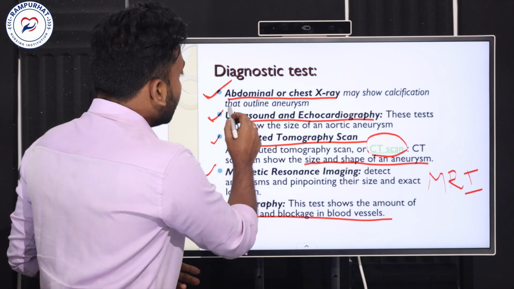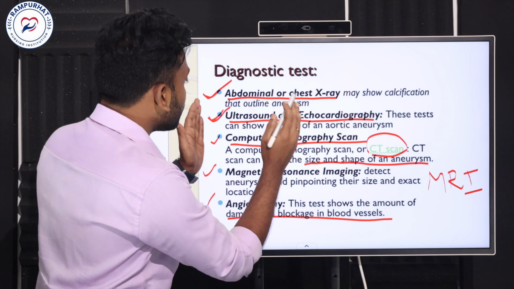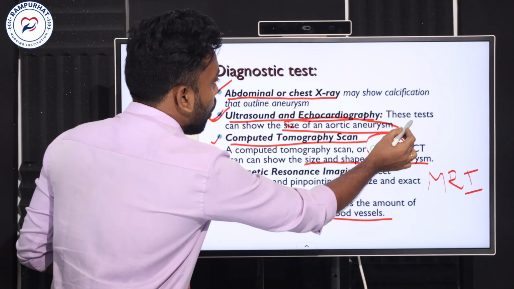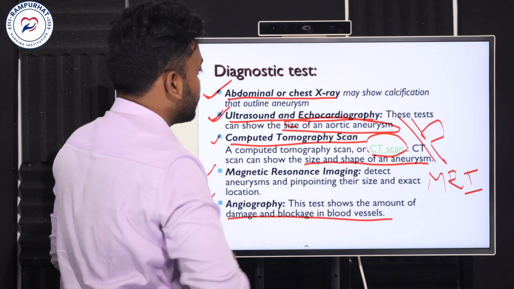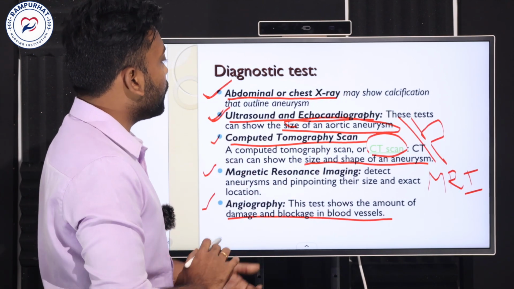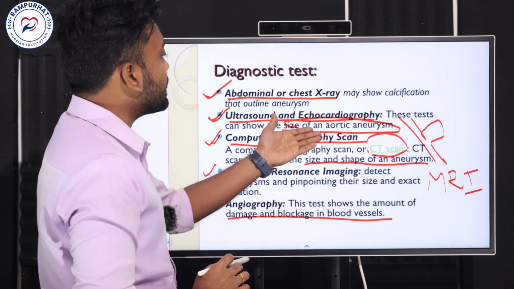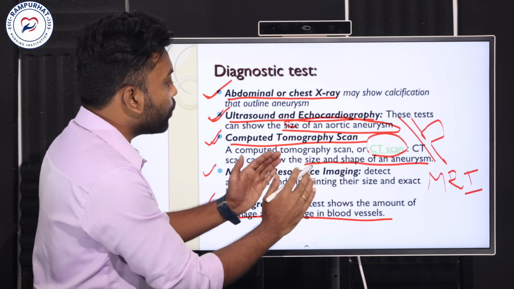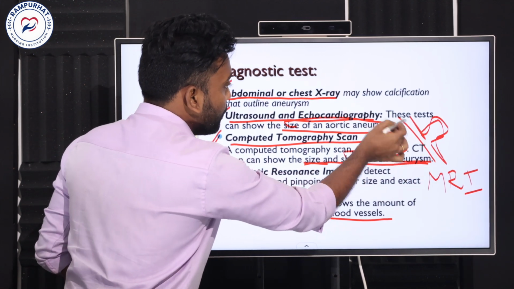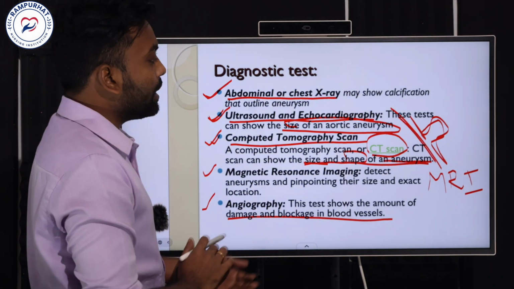And the next one is ultrasonography and echocardiogram. Because of this, you can understand the size of the aneurysm, and how much length of the blood vessel is affected, through ultrasound as well as echocardiogram. And the next one is computed tomography, nothing but CT scan. The CT scan shows the size and shape of the aneurysm, how the shape has developed.